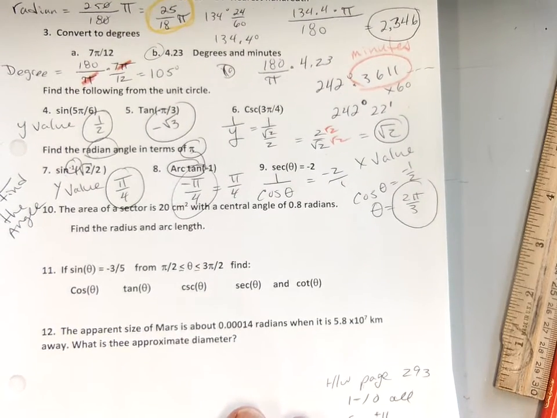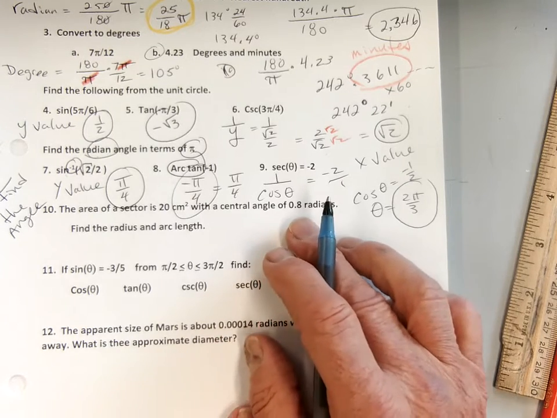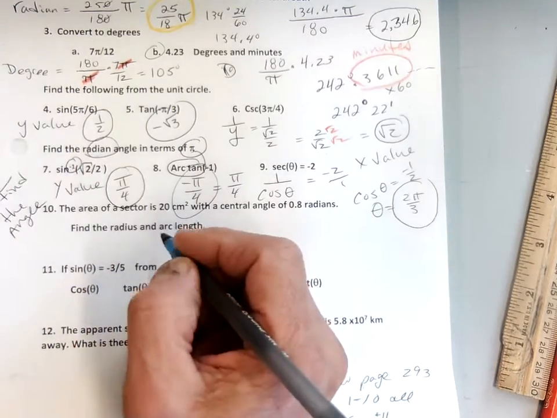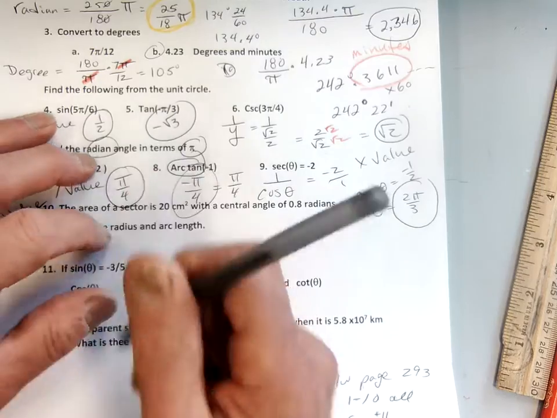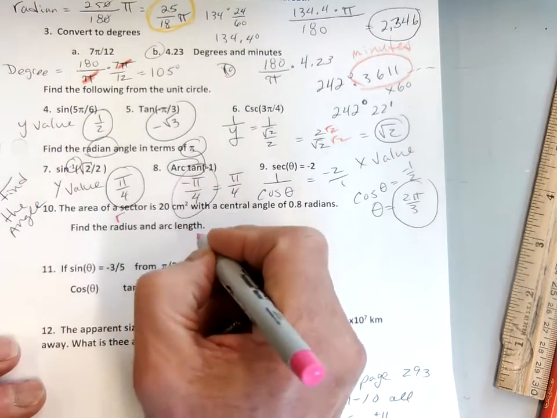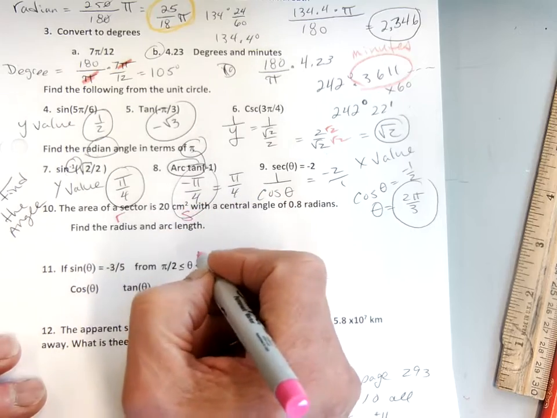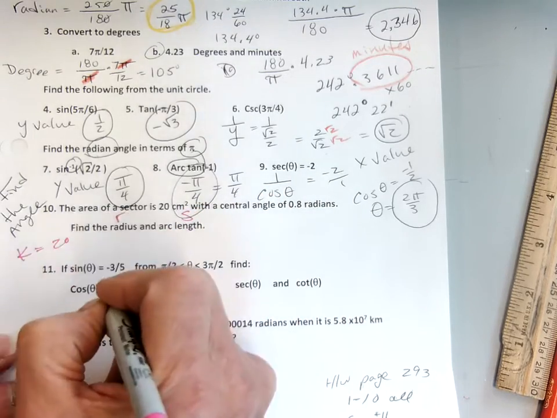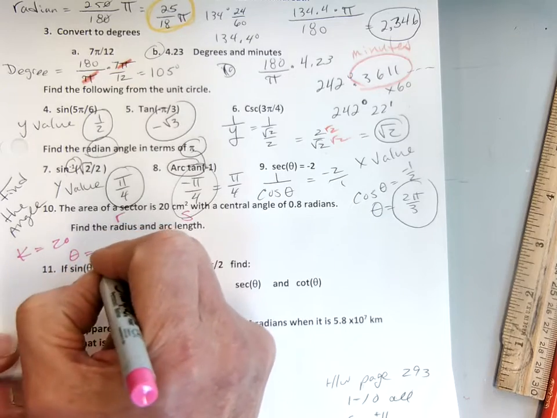All right, number 10. The area of a sector is 20 centimeters squared with a central angle of 0.8 radians. Find the radius and the arc length. So I like to write down the symbols, what I know. I have an R, I want to find my R, and I want to find my S. I know the area, so K is 20, and I know theta is 0.8.